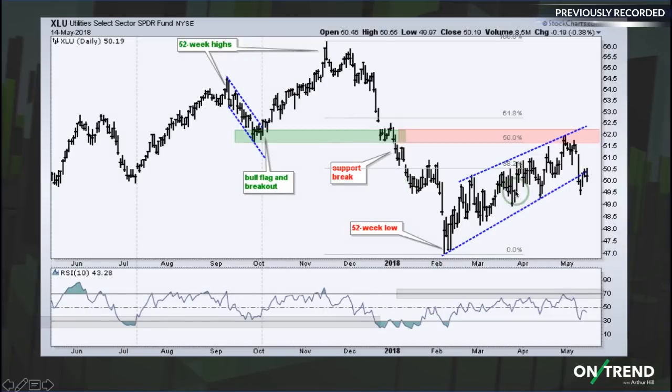Here are utilities, XLU. And I don't like this chart because there's the breakdown. There's the 52-week low. And I think this is a counter trend rally. And you can see you got a classic broken support turning into resistance, and you're turning down here. So I think utilities are headed lower.